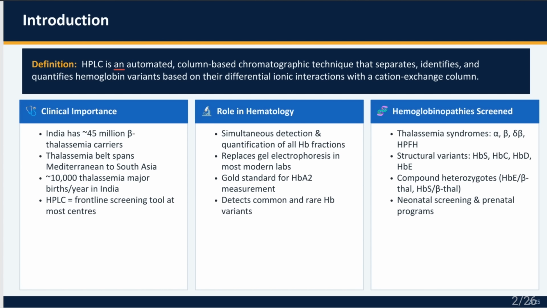So HPLC is an automated column-based chromatographic technique that separates, identifies and quantifies hemoglobin variants based on their differential ionic interaction with a cation exchange column. So what does this differential ionic interaction word mean? It means that different hemoglobin fractions have different amino acids, and due to the presence of different types of amino acids on them, they show differential ionic interaction with a cation exchange column which is present in the HPLC machine.